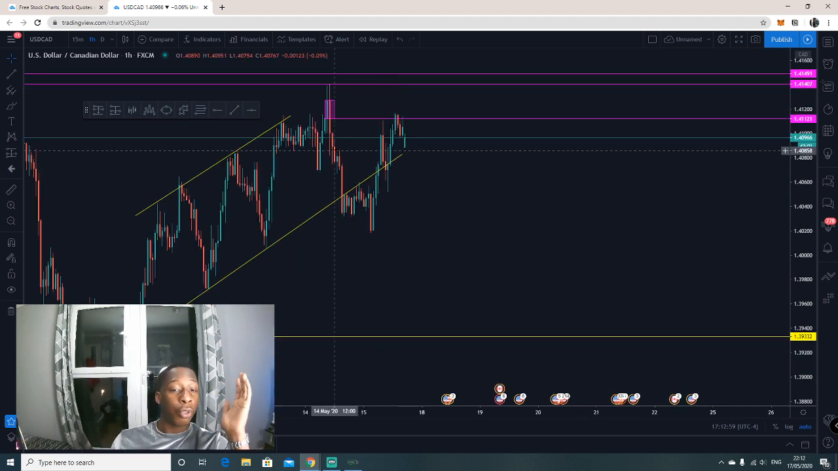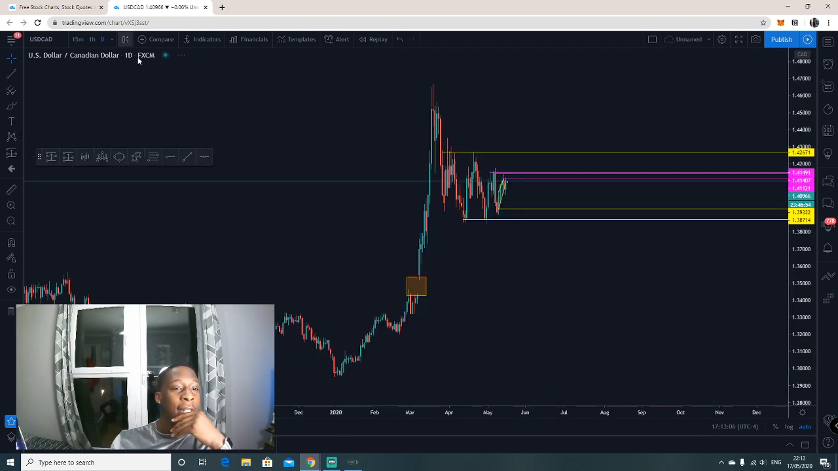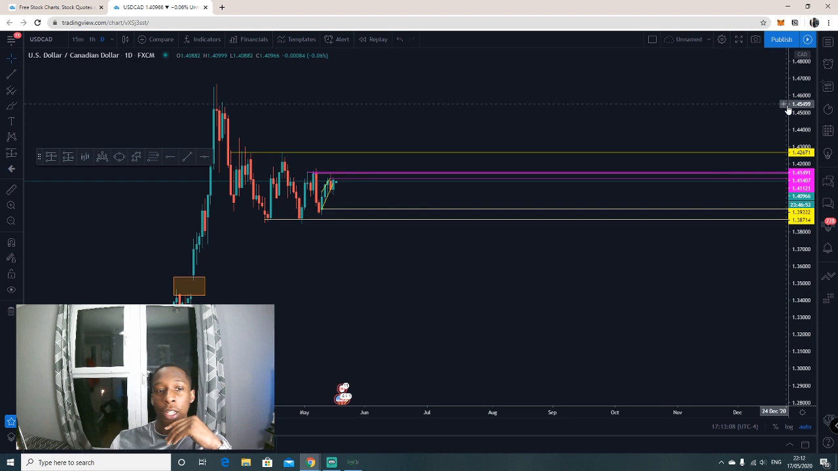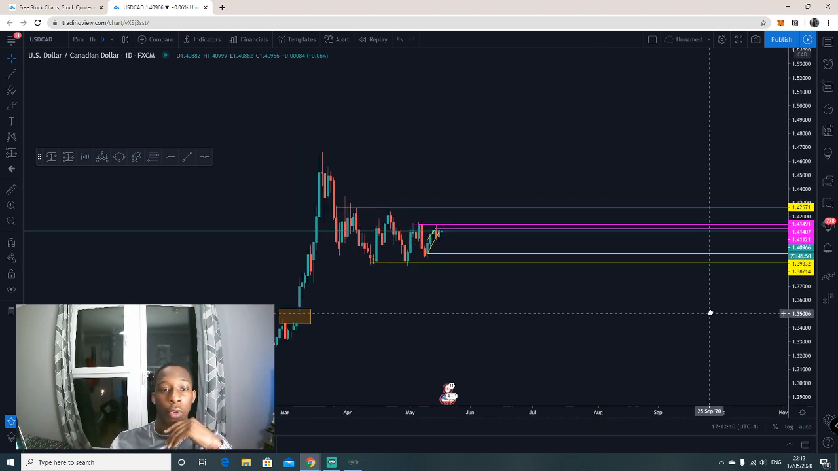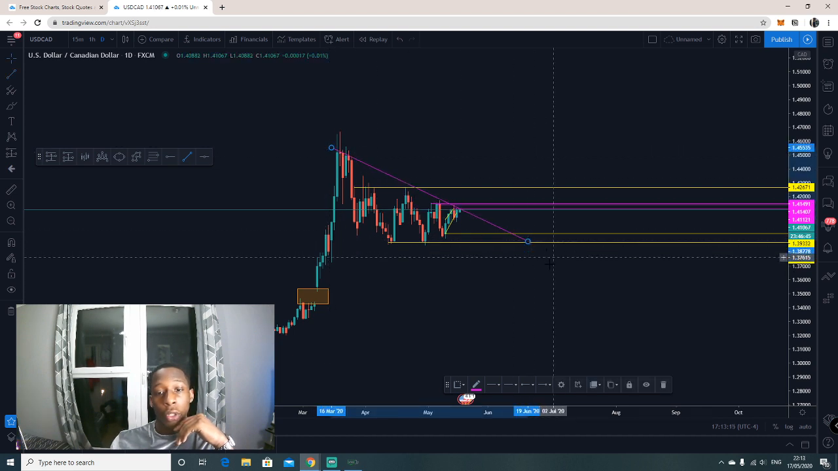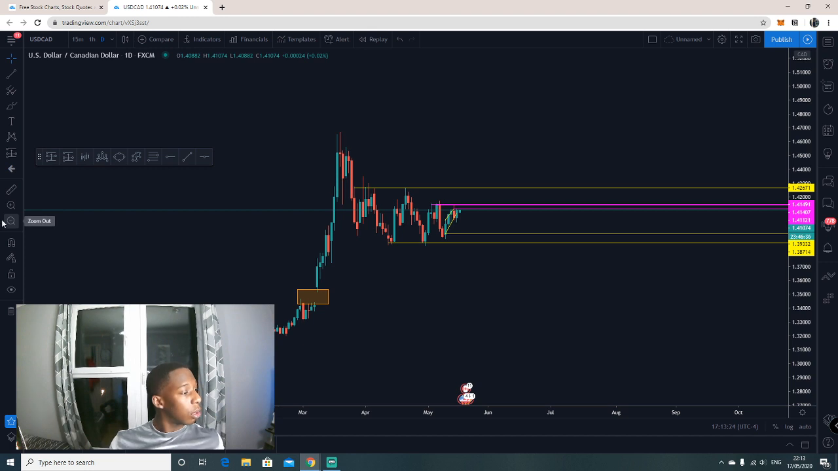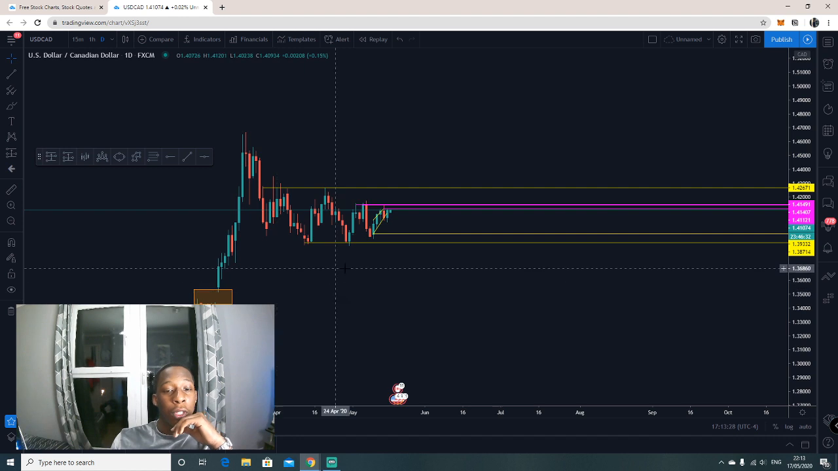USD CAD, I'm looking for shorts. Honestly, I'm looking for shorts when it comes to this pair. I'll tell you why. If we go to the daily time frame, we can see that it's going in this downward trend. So we're going with the trend here. We never go against the trend. You got a gap that keeps filling in, that needs to get filled in still. So you got that as an added confluence.